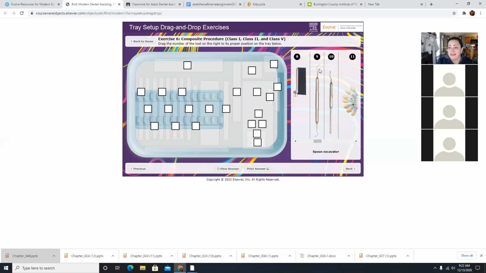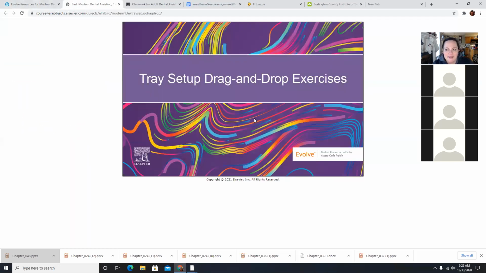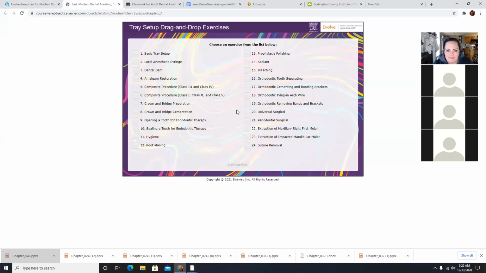As many times as we need to, right? Okay, so that's our procedure for composite. Any questions about what instruments we use, anything like that? Okay. So does anyone still do amalgam in their office? No. Okay, then we really need to talk about this because it's on the test.